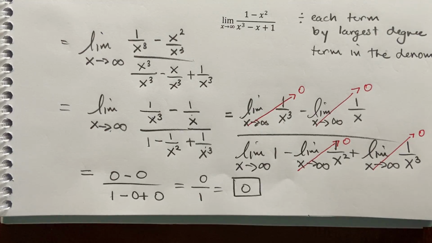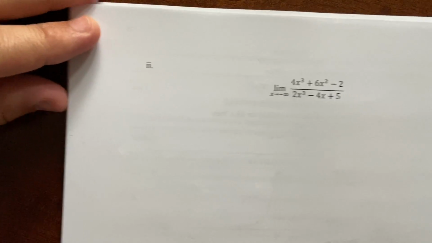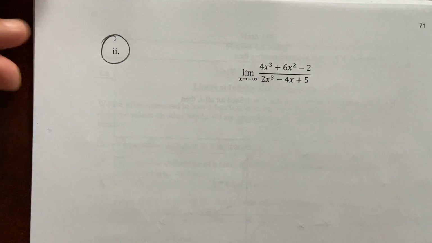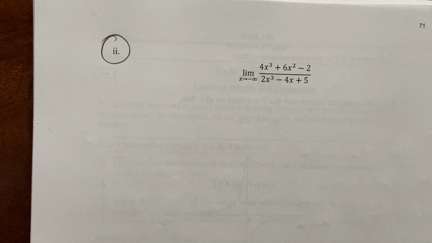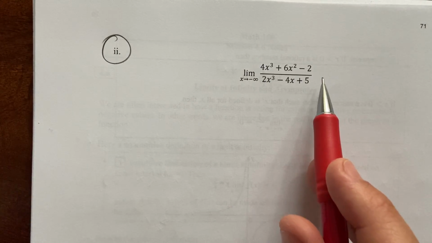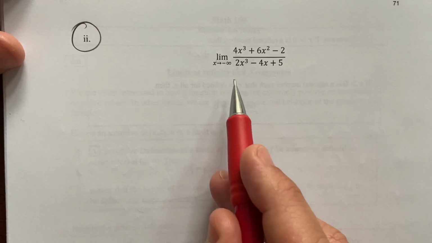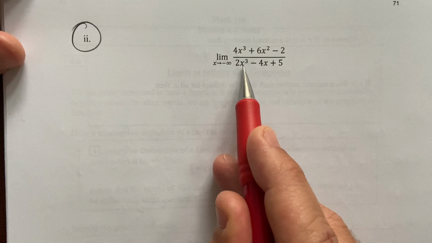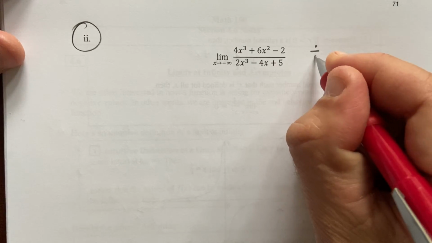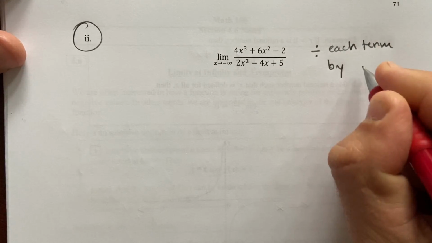So on to page 71. I'll go ahead and do part 2 here. Here we have our new rational function. Again, what I'm going to do is look at the denominator and pick out the largest degree variable. That's this x cubed. And I'm going to divide each term by x cubed.